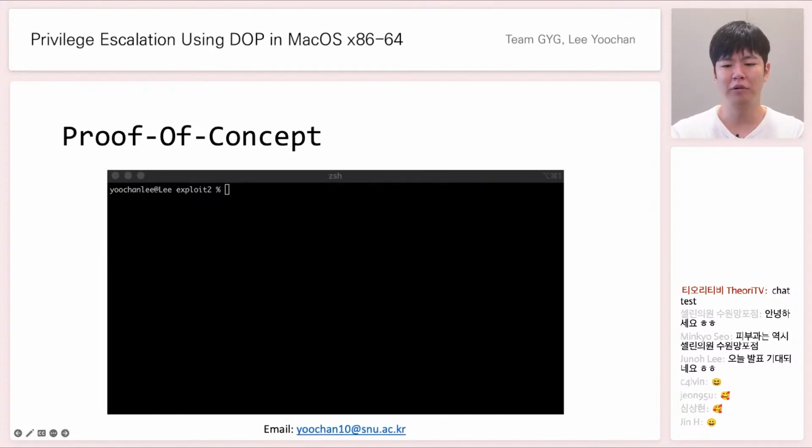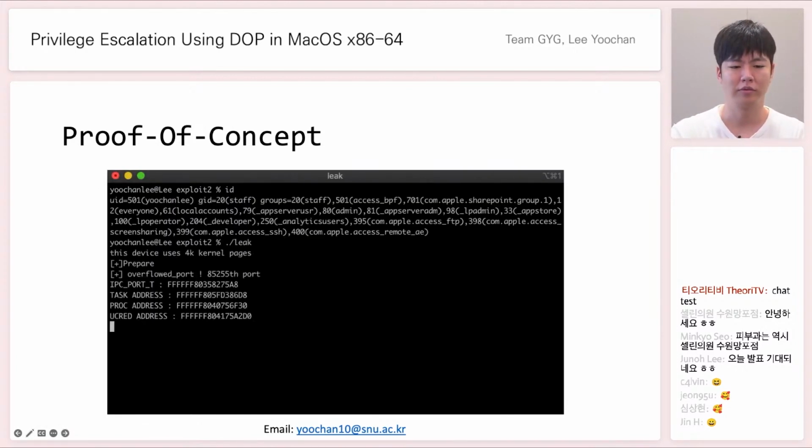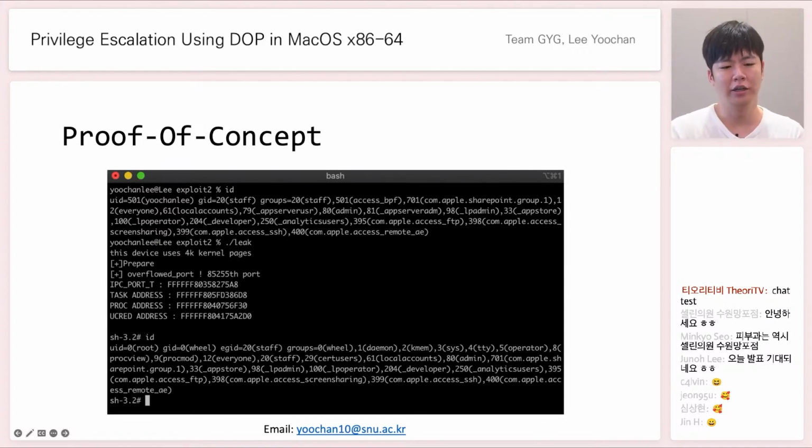Here is the proof of concept video. Please note that it is really fast to trigger the privilege escalation. It recursively leaks the specific objects and writes 0 to the UID.